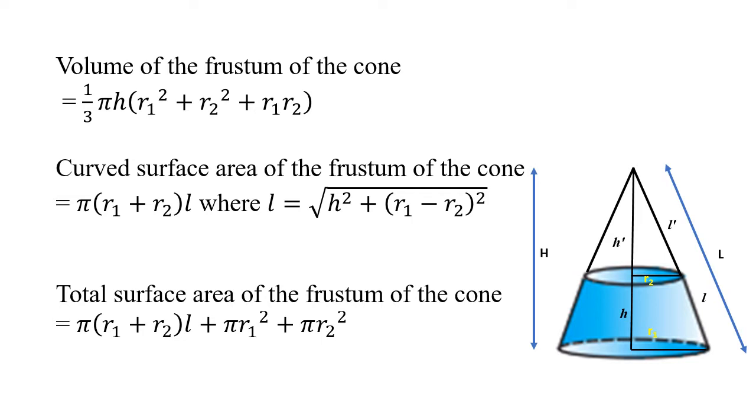Now we'll begin with first finding the L. So let us first begin by finding the L. So you can see here what is the L. L is the square root of h square plus r1 minus r2 the whole square. This is the L we'll find out. Now it's a very simple thing.